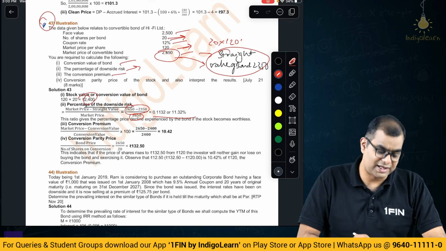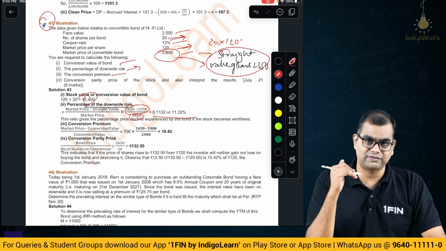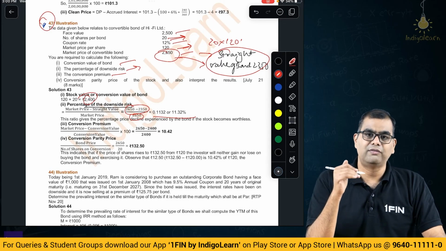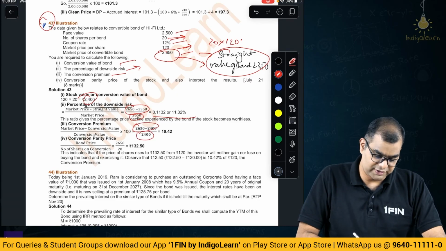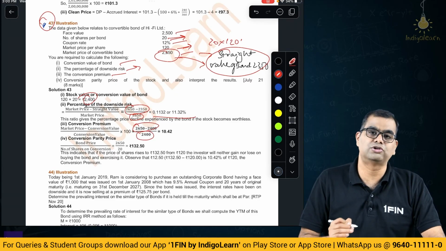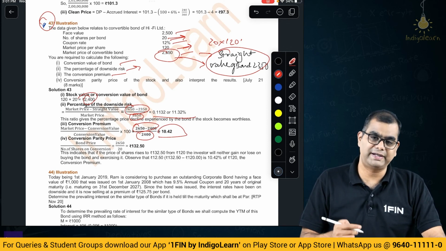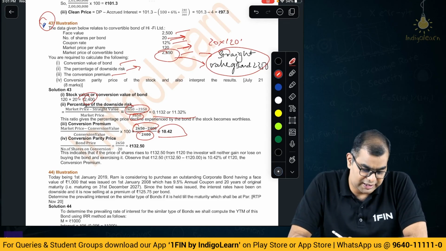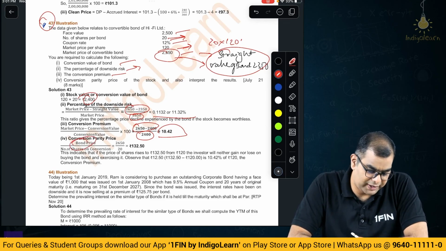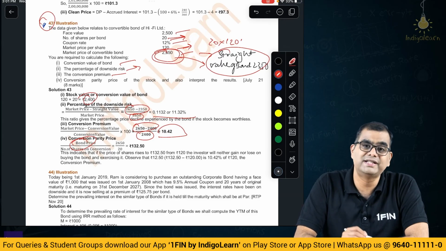Next question, what is the conversion premium? Conversion premium means what is your current market price of the particular bond versus what is the value of the equity that it represents. So 2650 minus 2400 by 2400, you will get 10.42%. And what is the conversion price parity? The price of the equity shares at which the current bond price of 2650 is justified.